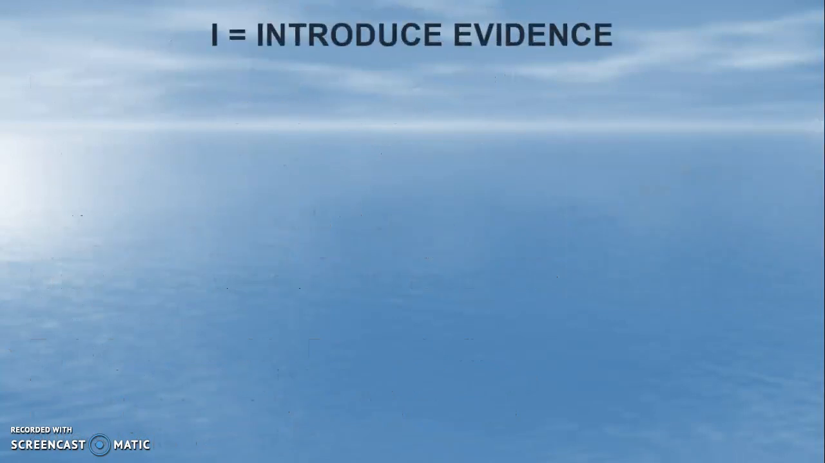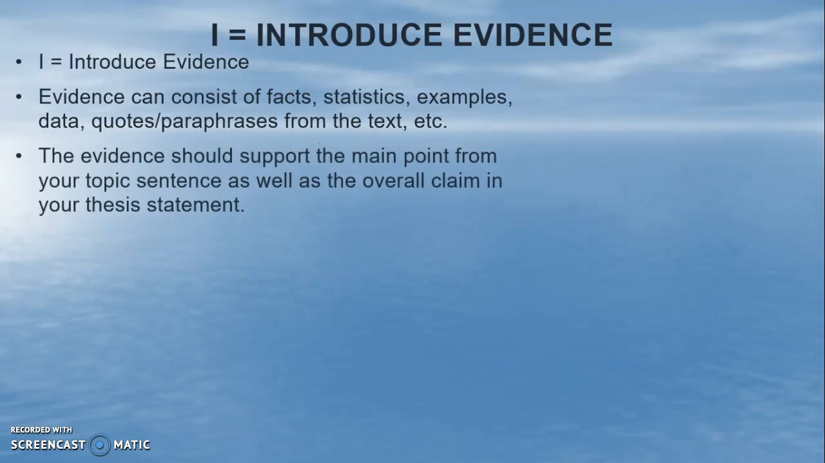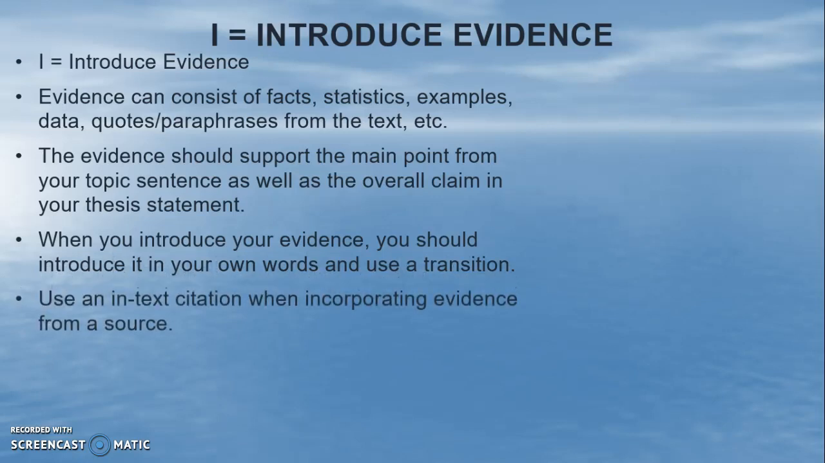The I in TIDES stands for introduce evidence. Evidence can come in many forms, depending on what type of paper you are writing. These include quotes and paraphrases from the text, facts, statistics, examples, etc. The evidence should support the main point from the topic sentence as well as the overall claim in your thesis statement. You should introduce the evidence in your own words, not just drop the example in your paper. Also, make sure to use an in-text citation when using evidence from a source.